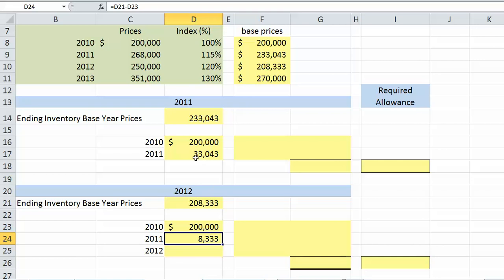We've got 8,333. We had available 33,000. Notice, once again, we took the lesser of what was required or what was available. And of course, now what's left for 2012, if we subtract off everything we've already done from our requirement, we have nothing that is left. Let's move on down to 2013.